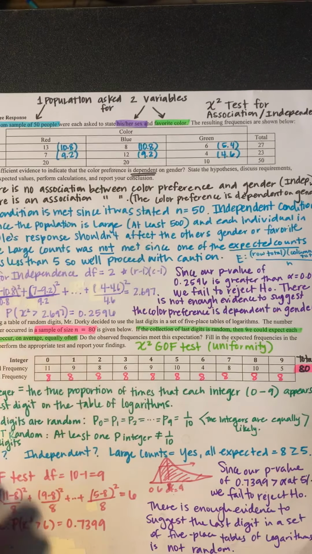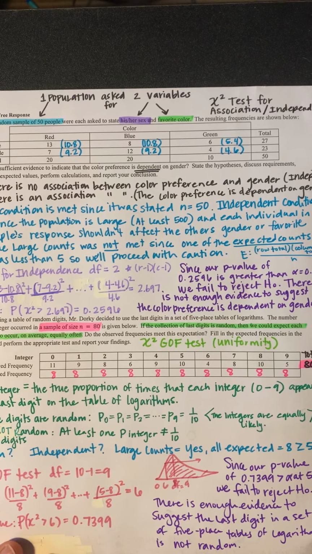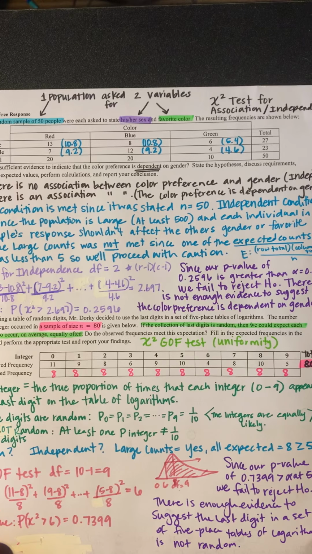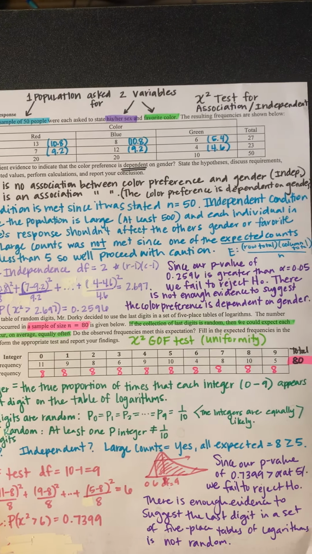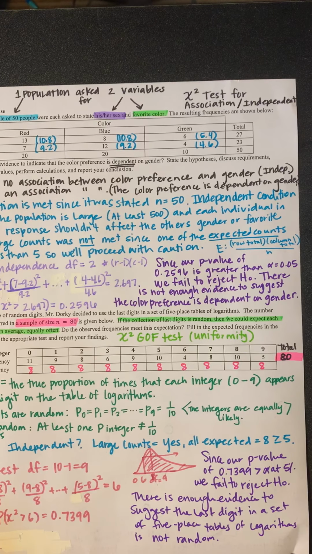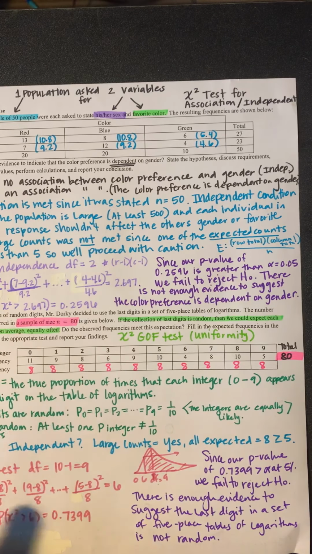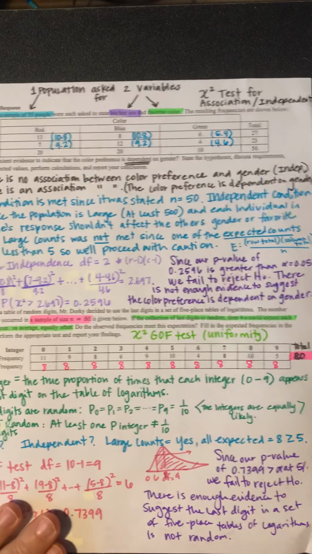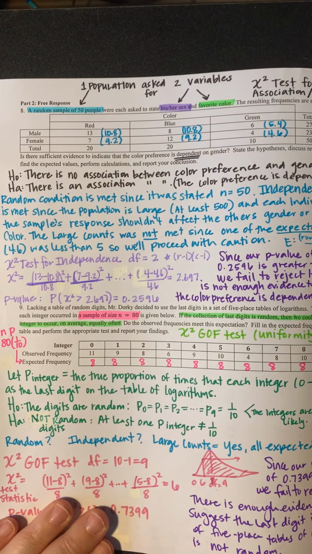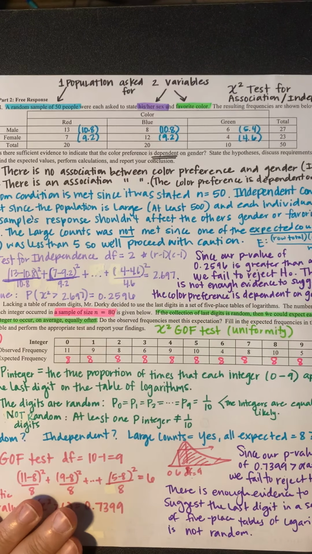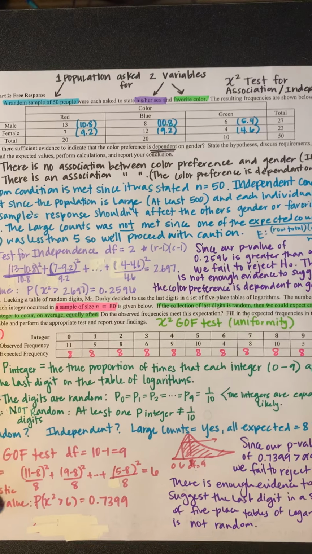All right. On this next one, Mr. Dorky is going to go through and he wants to know if his random digits of logarithms have a last digit that is random. So another goodness of fit test, this one for uniformity. That word, like do they appear equally often, makes us know that we're supposed to do that. So since there are 10 digits, 80 divided by 10, we were expecting 8, 8, 8, 8, 8.